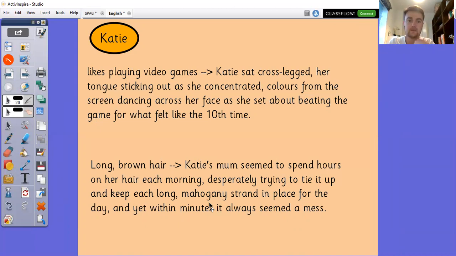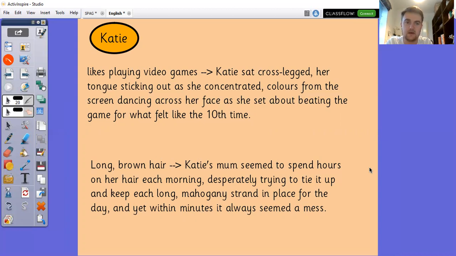Long brown hair. So Katie's mum seemed to spend hours on her hair each morning, desperately trying to tie it up and keep each long mahogany strand in place for the day. And yet within minutes, it always seemed a mess. Now, this paragraph, this short extract, it does two things for us here. One, it tells us about Katie's hair, but it also tells us about Katie's personality.